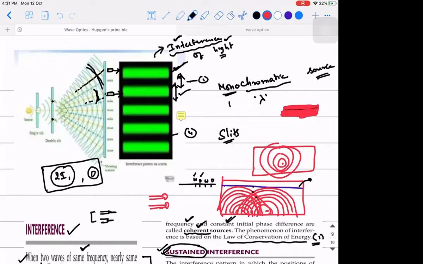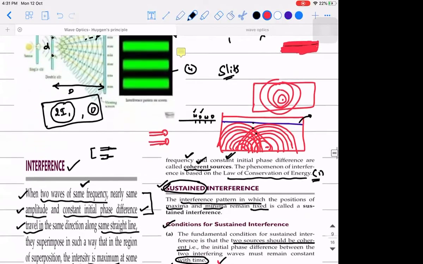Very close to each other in the sense the distance small d between them should be very small compared to the distance between the slit and the screen. Okay, that is a very, very important condition. Small d should be very much less than capital D. Are you guys able to understand this point? That is the third point.